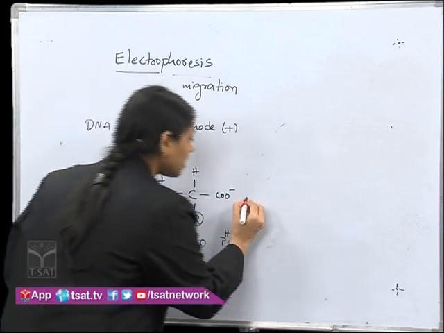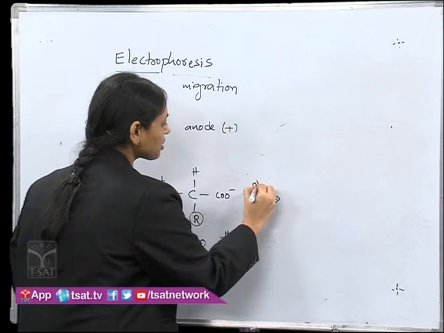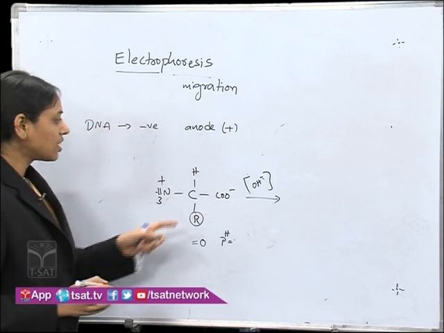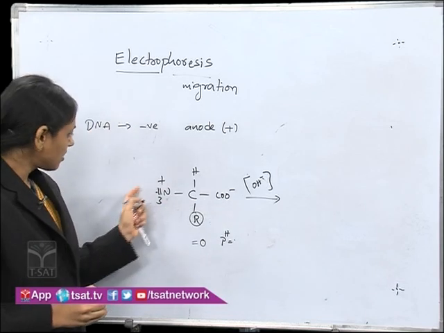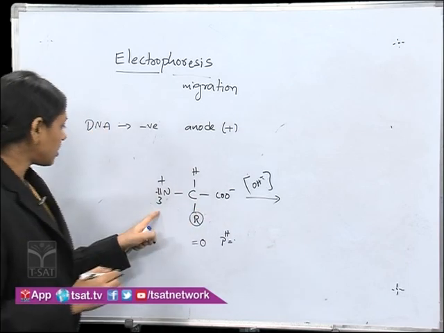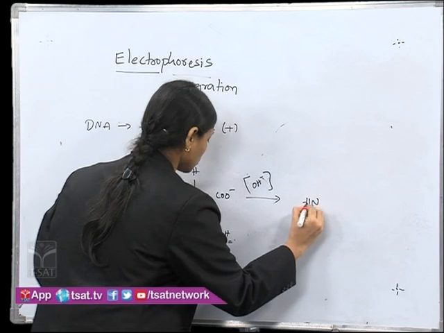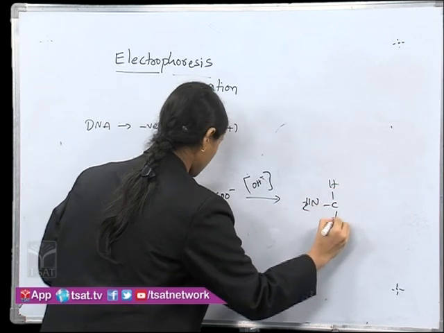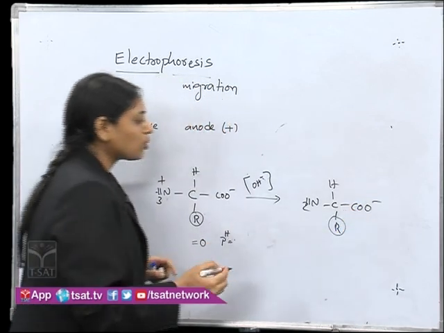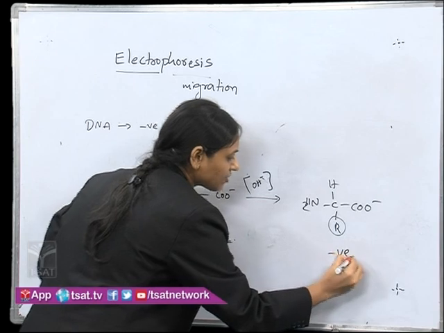And if I increase the pH, then the OH minus ion concentration would be high. These OH minus ions attract the protons from these groups, and here this NH3 plus loses its proton and becomes NH2. So, what is the net charge here now? Only the negative charge.